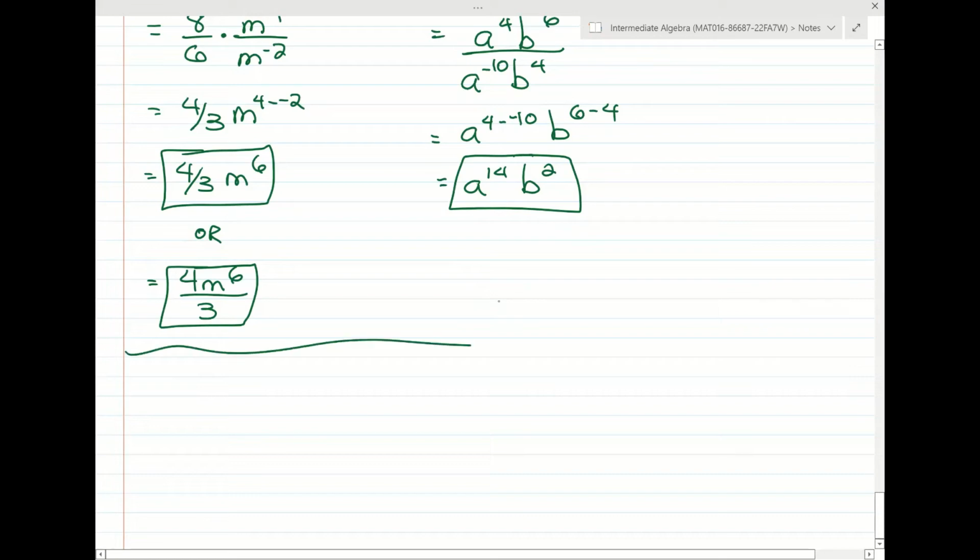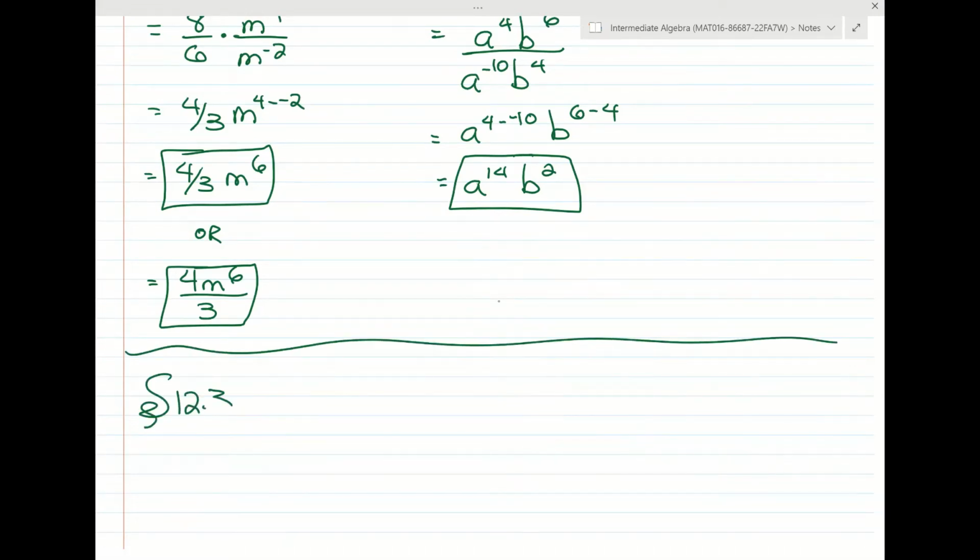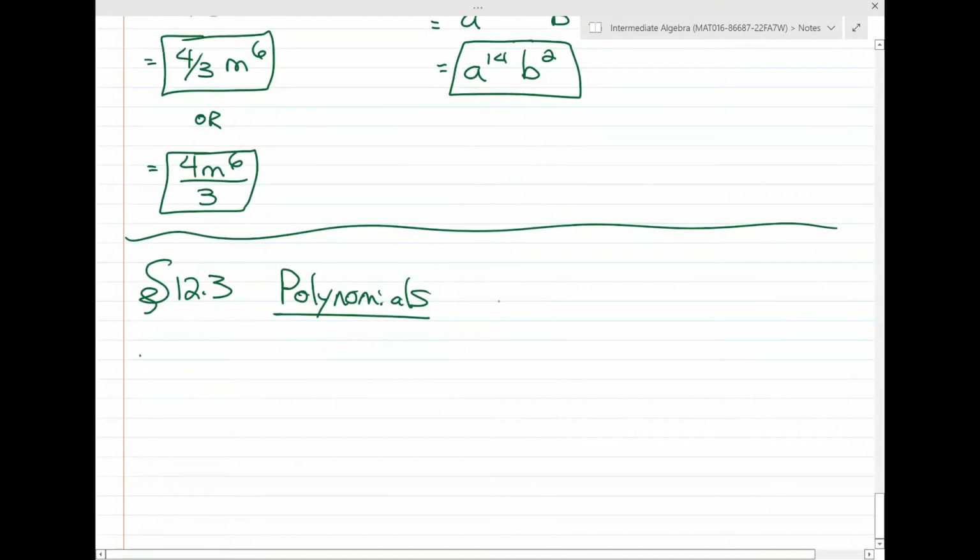Section 12.3. We're going to be focusing on what's called polynomials. And before we get started, there's a lot of vocabulary in this section. Let me just get into that here.